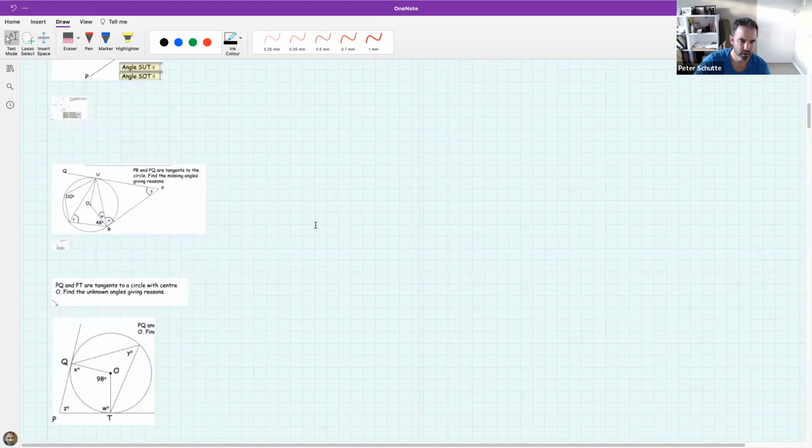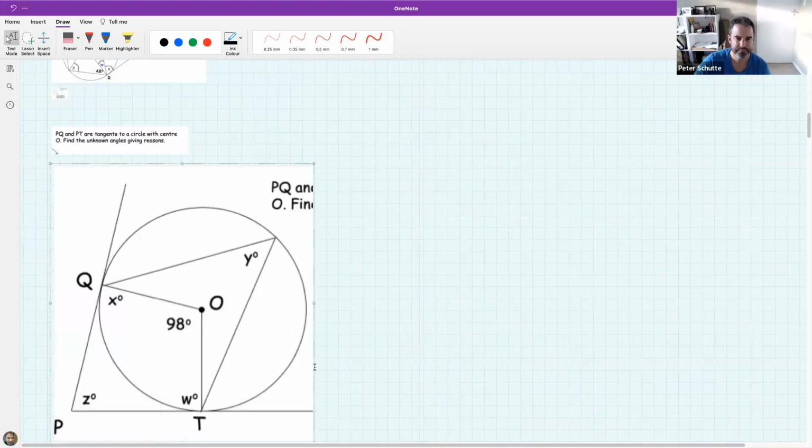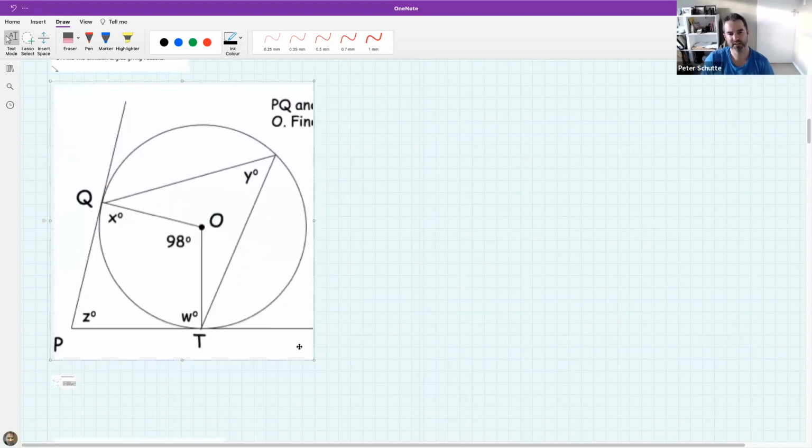Have we done this one? Let's do this one just to get ourselves warmed up. Find me what X, W, Y, and Z are in this question. And I want you to think about what buckets are involved, what theorem, and then even inside the bucket, what theorem specifically.